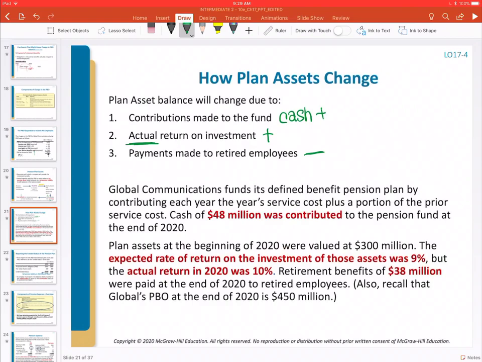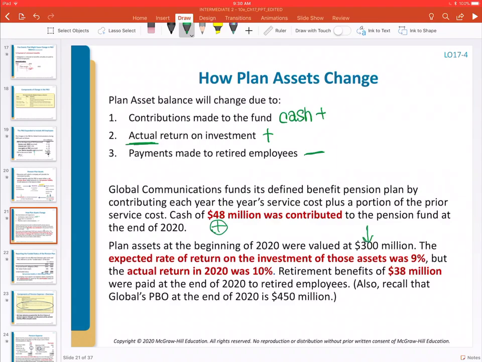So again, we are Global Communications, and we have our plan asset fund for our defined benefit pension plan. And what we are able to see is that we contributed cash of $48 million to that plan asset fund. So that's going to increase the plan asset fund. Again, we're just basically sweeping cash out of an operating account and putting it into a plan asset account. Then they also tell us what the beginning balance of that plan asset account was. So at the beginning of the year, it was $300 million, and then we added $48 million to it.